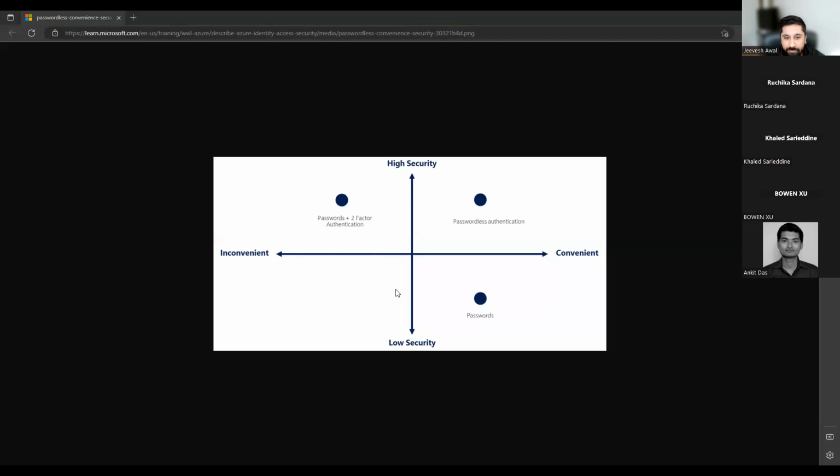Okay, so you'll be able to see this diagram. On the left of the x-axis, we have inconvenient. On the right, we have convenient. On the top, we have high security, and at the bottom, we have low security. If we go for passwords, passwords are convenient to remember, but they are low security at the same time. They're not totally secure, because passwords can be reused. People can write them down, people can forget them, and they can be guessed as well. Obviously, if I say you need to remember a 64 character password, you might not be able to do that, right? But if I say you need to remember a smaller password, that is totally possible.